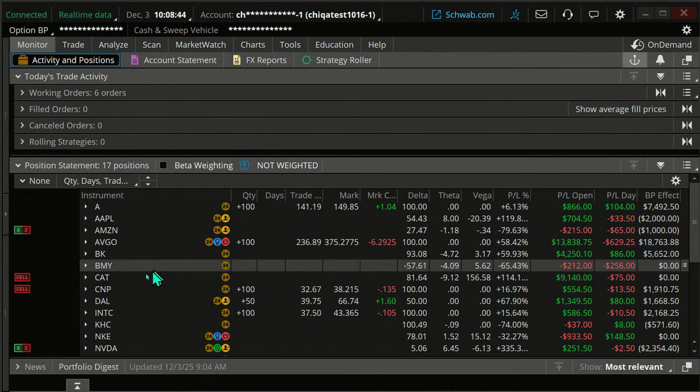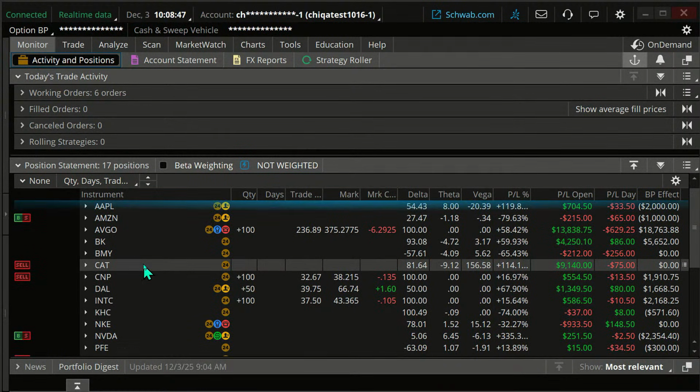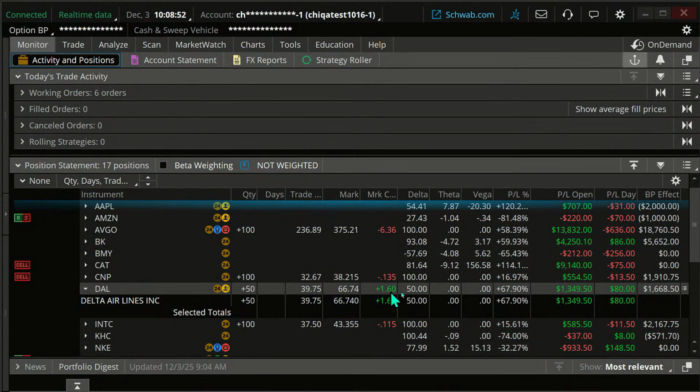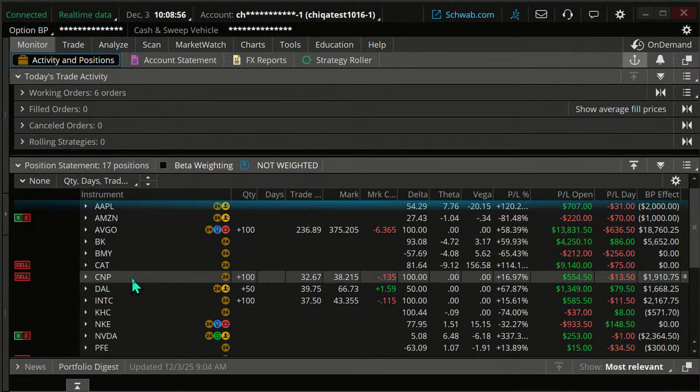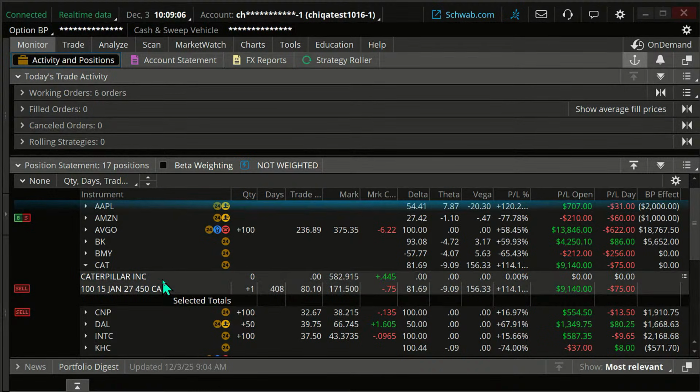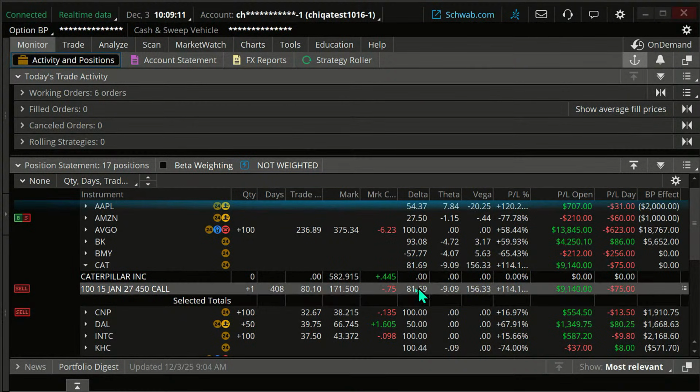If I look at, let's see, I have Delta Airlines. I have 50 shares of stock. My delta is 50. Okay, with stock, it's easy enough. What about with an option? With Caterpillar, I have a call option. My delta right now is about 81. That means if the stock Caterpillar goes up $1, I'm going to make about $81 here on this option. If Caterpillar goes down $1, I'm likely to lose about $81.